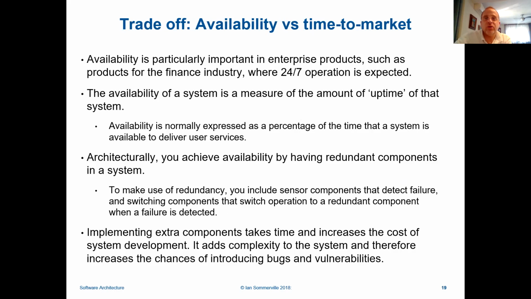Availability is particularly important in enterprise products, such as products for finance. In other words, it needs to be available all the time. Actually, I have a bank account in America, and at a certain time on Sunday in the middle of the night, I can't access it. Now, I can guess why. Are they updating stuff? Right, they're updating their database. So at those moments I can't access it, even though it is a bank.